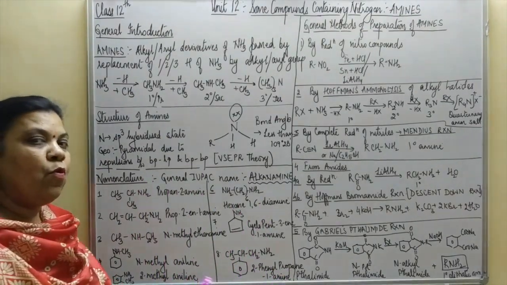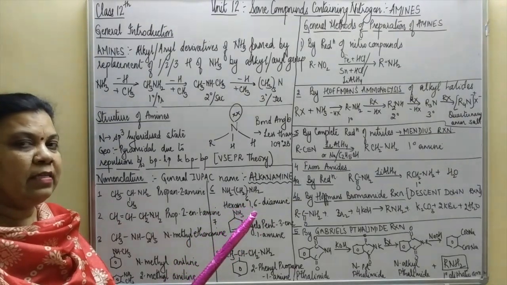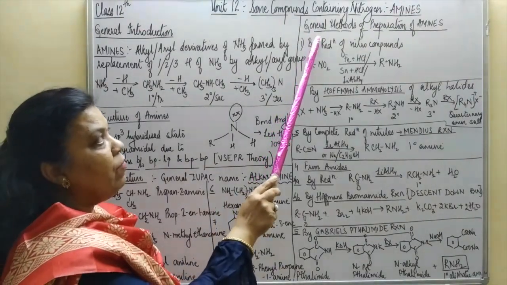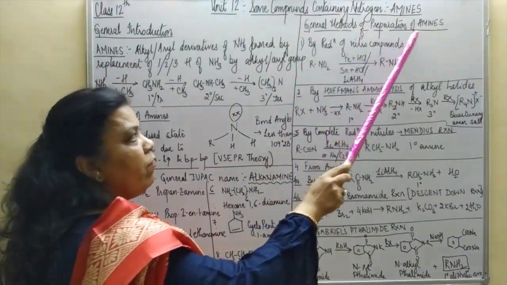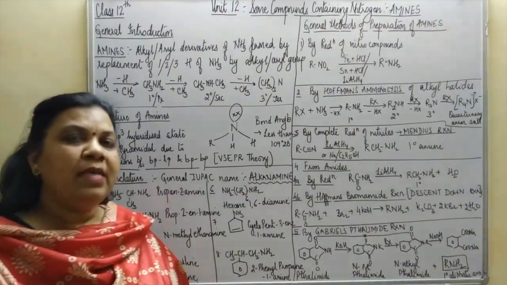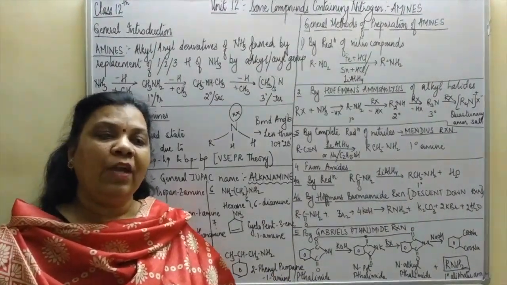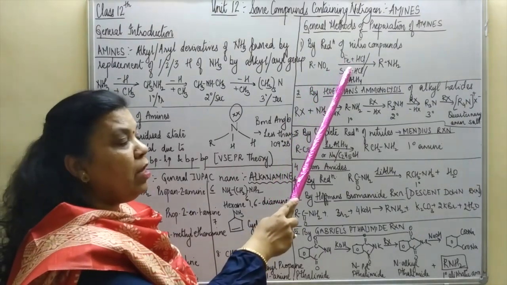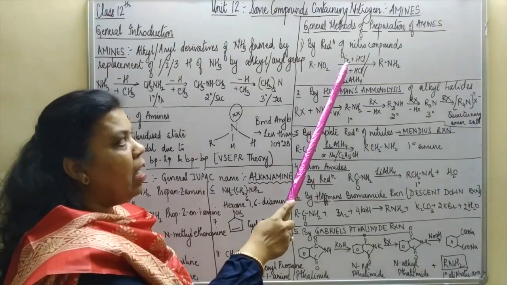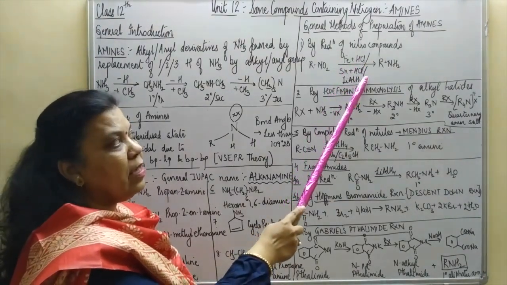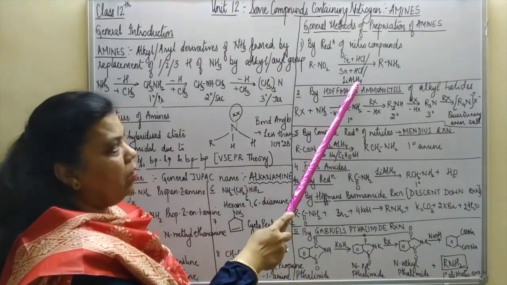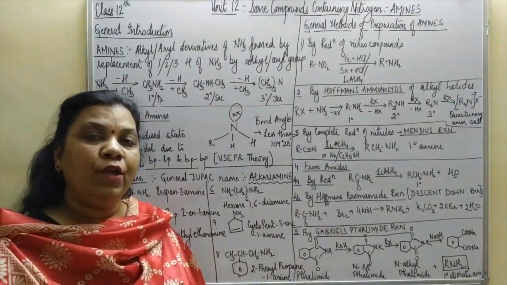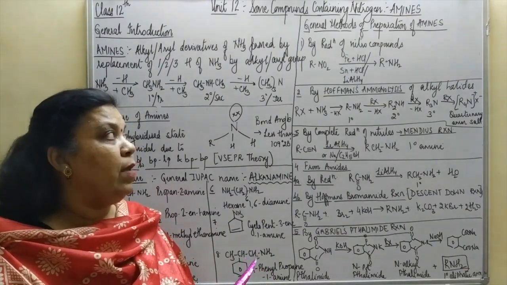So practice a few more nomenclature problems from your NCERT and other refreshers. And now let us proceed to the next important topic, which is general methods of preparation of amines. We can prepare amines by reduction of nitro compounds. So when nitro compounds are subjected to treatment with any reducing agent, maybe iron in HCl, tin in HCl, or lithium aluminium hydride, or hydrogen in presence of nickel or palladium, all of them are reducing agents, so any of them can be used.